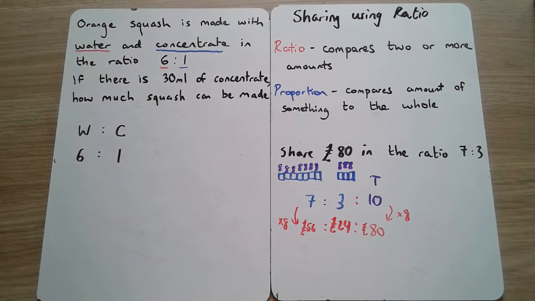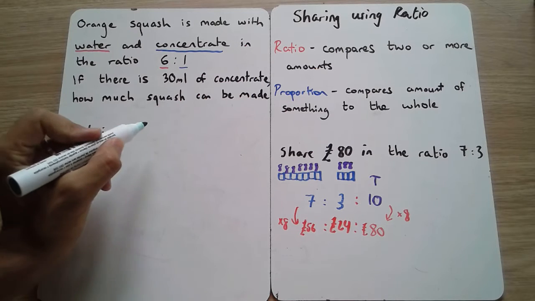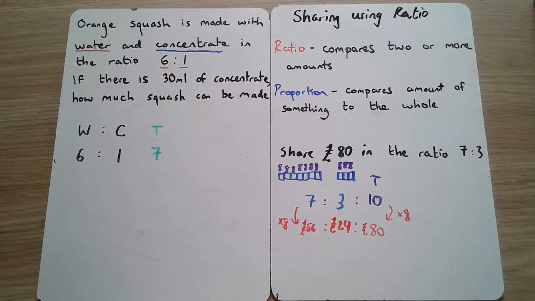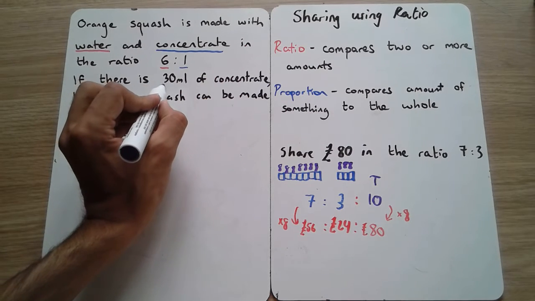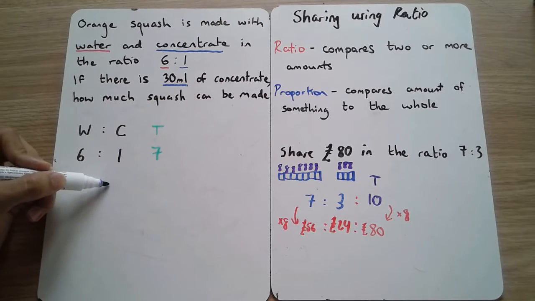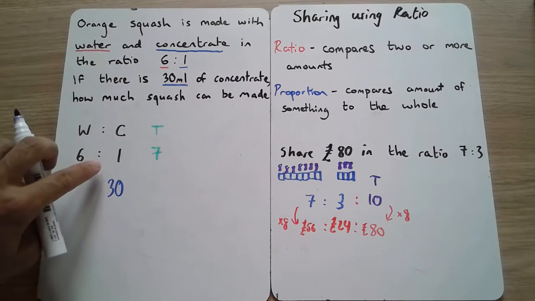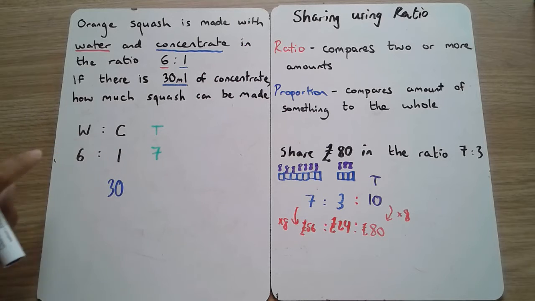6:1. That means in total, if you've got 6 parts of water and 1 part of concentrate, the total gives us 7 parts. We have to be very careful when reading this question, because it says there is 30 ml of concentrate. That refers to the concentrate value. And it asks how much squash can be made. Squash is the combination of water and concentrate, so that's the total value.